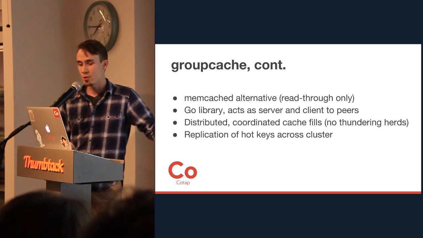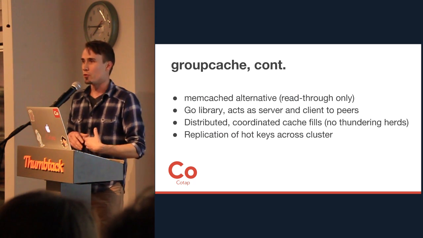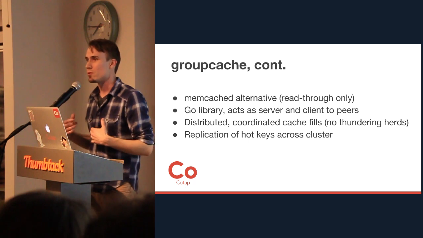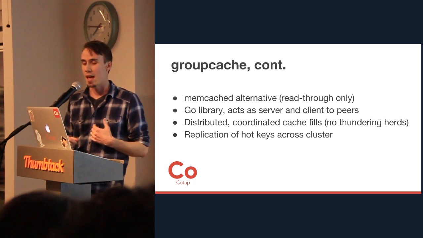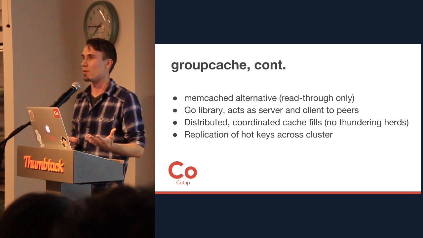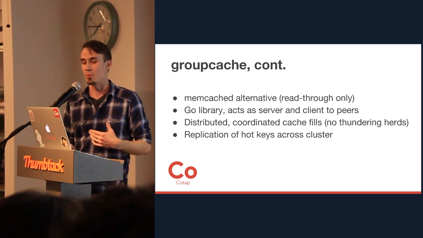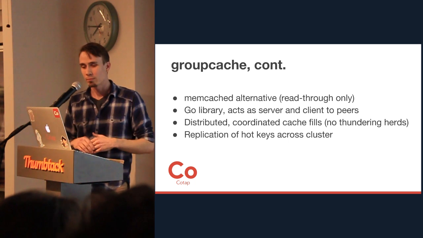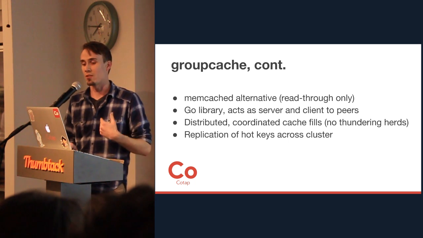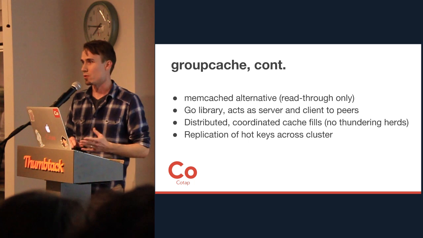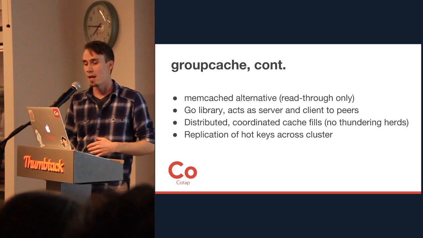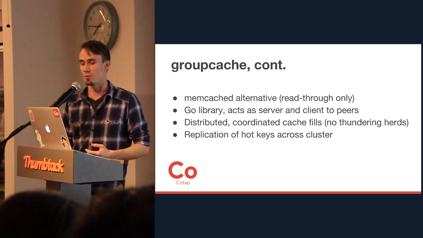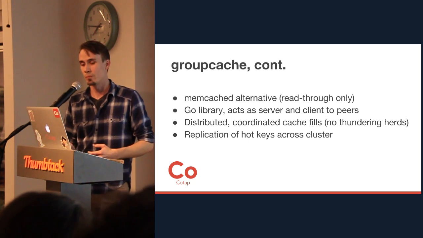So again, Memcache alternative. An interesting difference is Groupcache is read-through only, so you can't set any values. You ask for a value, and if there's a miss, you can provide it with a value to fulfill that miss, but you can't set or expire anything. So that changes how you might use it. It's a Go package, acts as both a server and a client to peers, so it's distributed like Memcache, and it requests items from its peers.